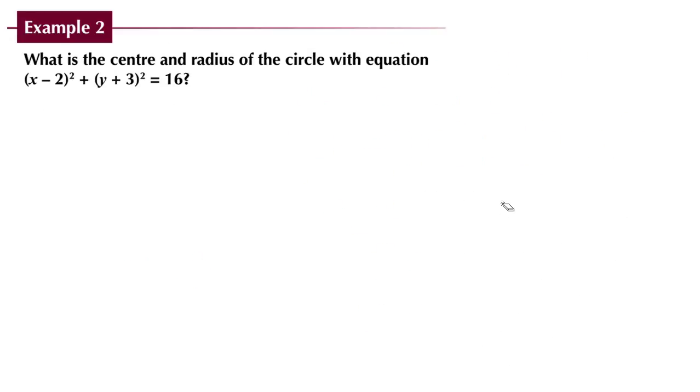Question 2 says, what is the center and the radius of the circle with equation (x - 2) squared plus (y + 3) squared equals 16? Step number 1 with a question like this is to remember the equation of a circle, which is (x - a) squared plus (y - b) squared equals r squared.